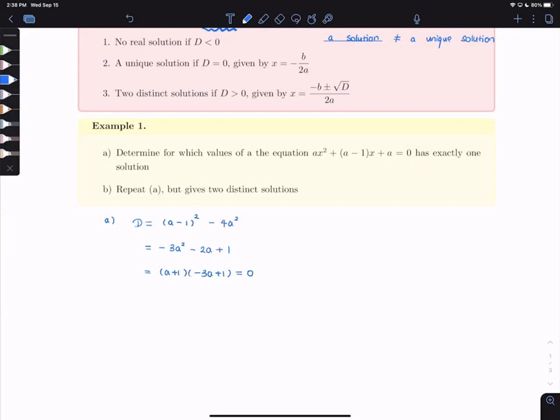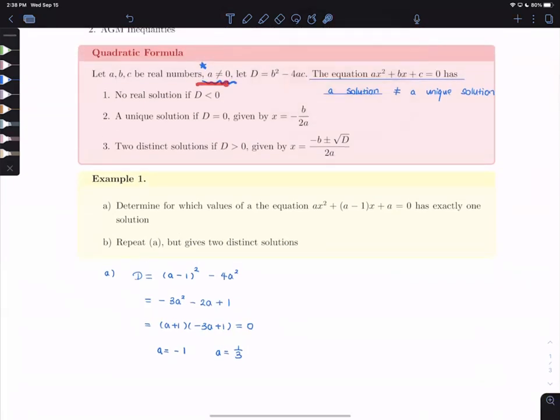Okay, yeah, so this will give you A equals negative 1 or A equals 1 over 3. But is this what I have? Are those two A's my answer? Do I have any other answer? Would 0 work? You tell me. Yes, exactly. That's what I was looking for. 0. Okay.